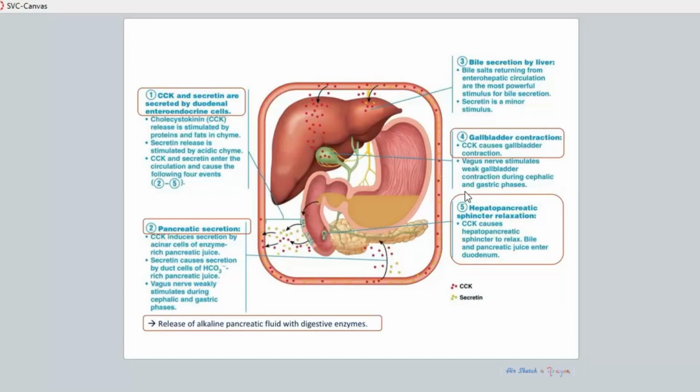Some other things happen. CCK is going to travel around to the gallbladder and cause it to contract, which releases bile into the small intestine to help with digestive efficiency. Lastly, CCK causes this sphincter here to relax. There are different names for this sphincter; they call it the hepatopancreatic sphincter. That allows bile and digestive juices from the pancreatic duct to enter the small intestine here.